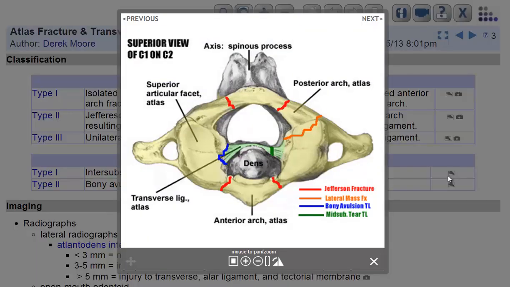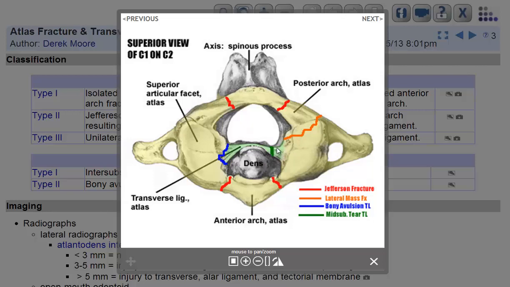You know, the most important thing in determining whether these injuries are stable or not is whether there's a transverse ligament injury. So if you look here, the transverse ligament connects the lateral masses of the atlas and hugs the dens of C2, or the axis, anteriorly. So you can see it goes from lateral mass to lateral mass.